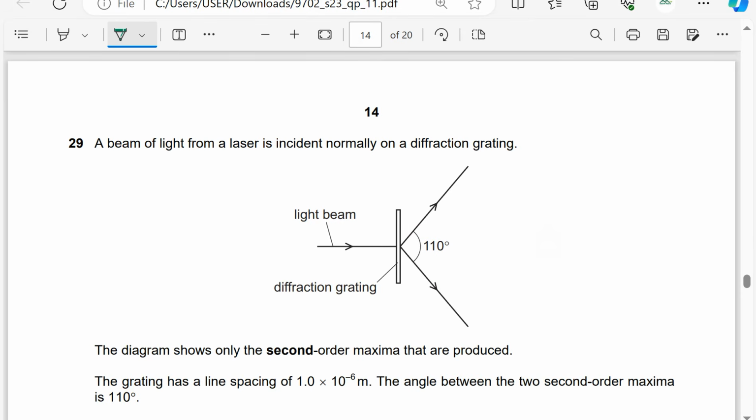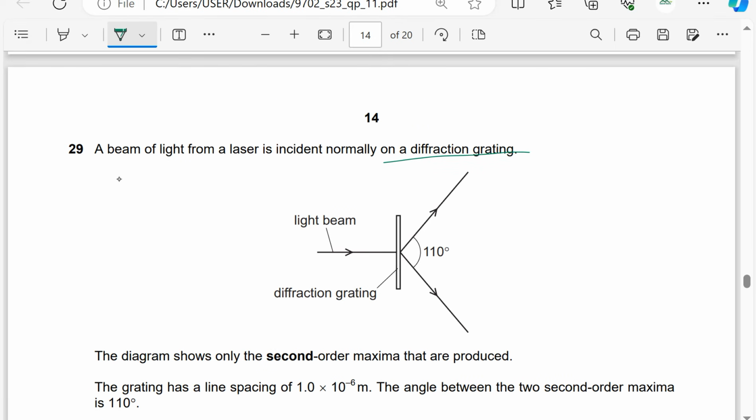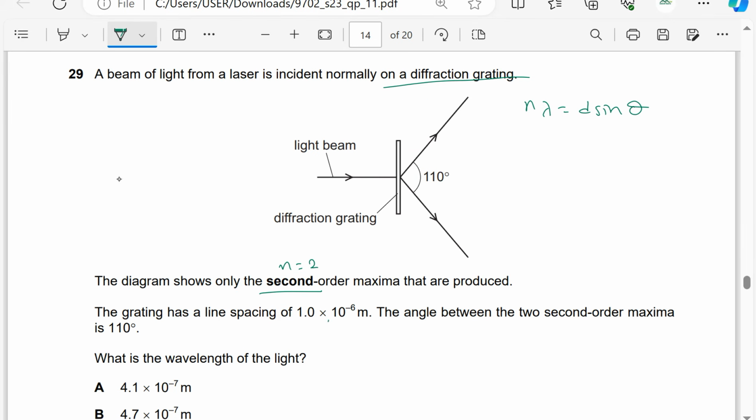A beam of light from a laser is incident normally on a diffraction grating. Of course, we know that for a diffraction grating, n lambda is equal to d sine theta. So the diagram shows a second order maximum, so small n is equal to 2. The grating has line spacing, so this is small d. The angle between the two second order maxima is 110. We have to divide it because the diffraction angle theta is measured from the center, so this is 55 degrees.